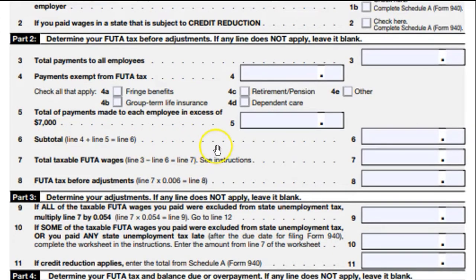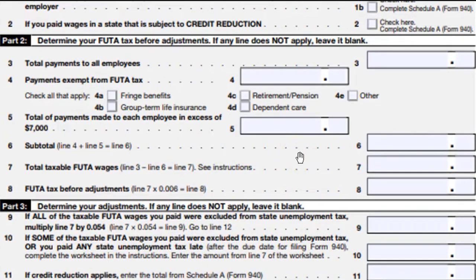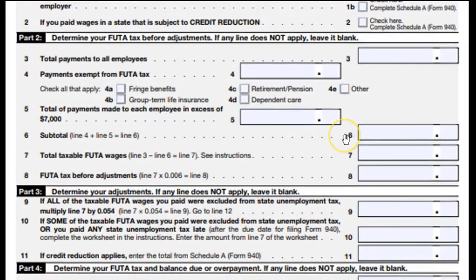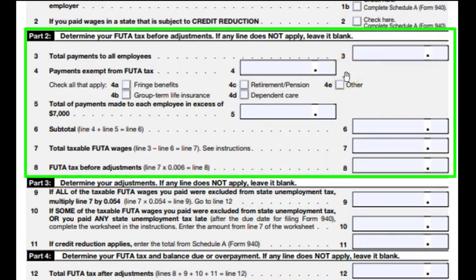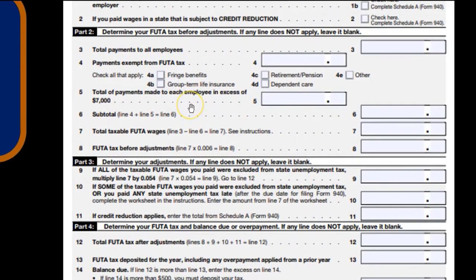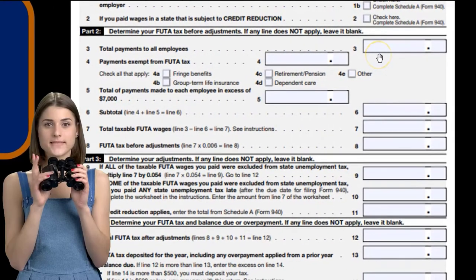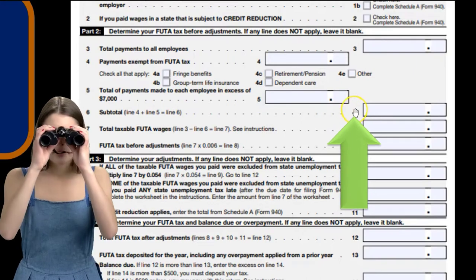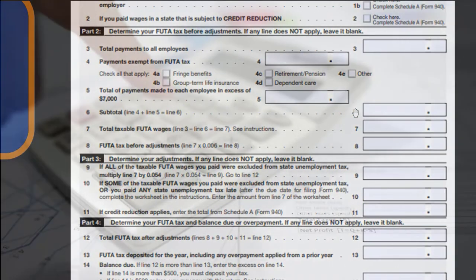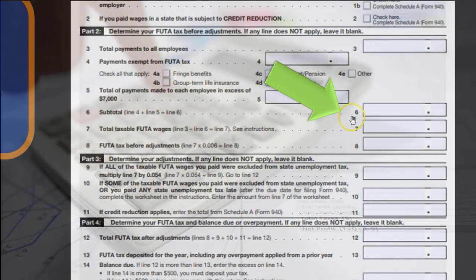Now we've already calculated that probably when we did our calculations in the register to see what our payroll wages are for FUTA, our FUTA payroll taxes. But the way we're reporting it here is we're going to have to say that here's our payments to all employees, basically what we paid, and then any exempt payments we have, as well as the total of payments made to each employee in excess of the $7,000. So we're going to have total payments minus everything paid over the $7,000 to get to the number that we're going to be using to calculate FUTA, which we probably already have, which is line six here, the subtotal.